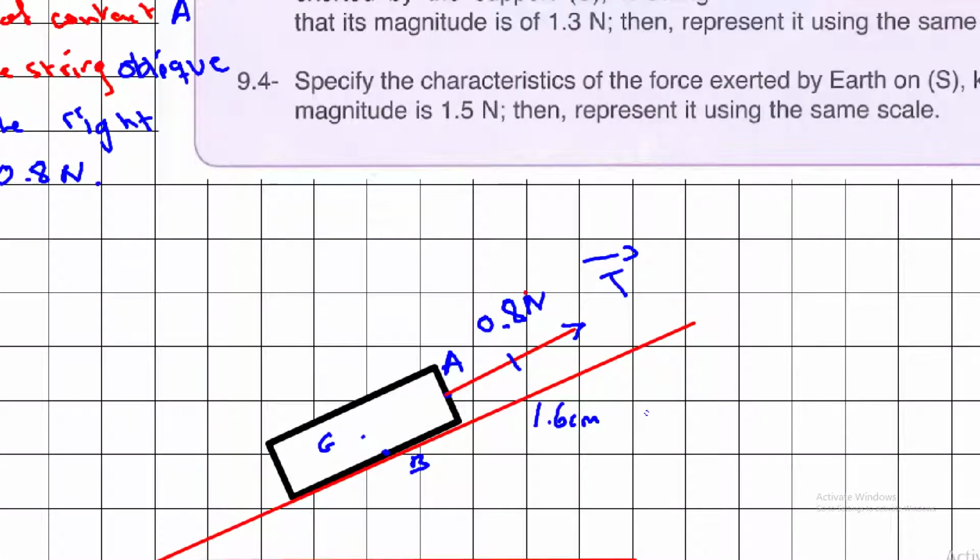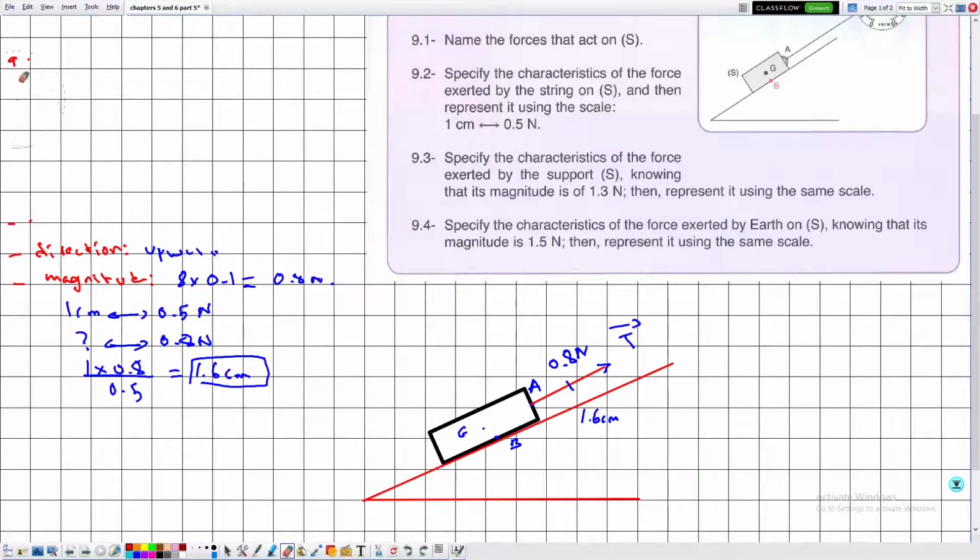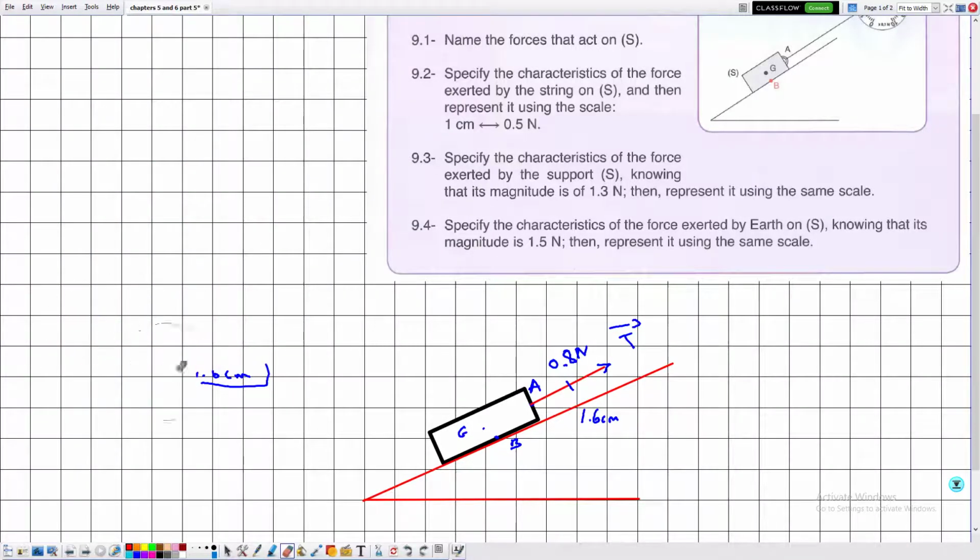So this is the magnitude of the vector, and this is 1.6 centimeters. This dash here, just to show you that this is 1 centimeter, and this is 0.6 centimeters. Now we are done with parts 9.1 and 9.2. Let's move to the next part, which is 9.3.